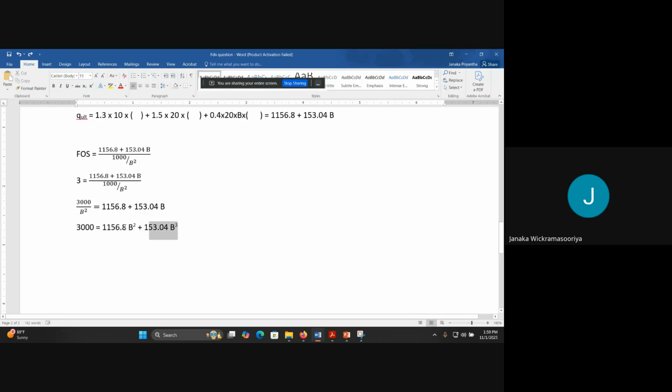Then I will rearrange these terms. First I will write this one. Then plus this, minus 3000 equals 0. Then you will find three values for b.